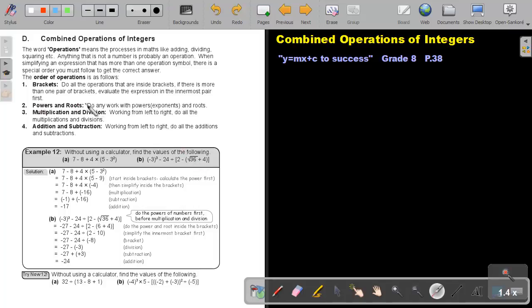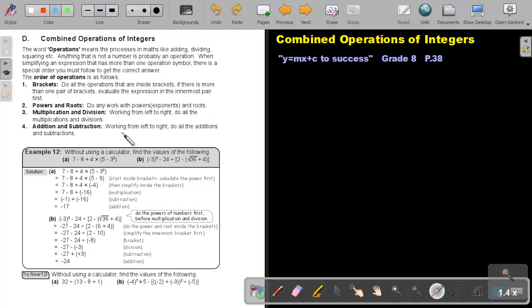Powers and roots. Do any work with powers, exponents and roots. Square roots, cube roots, all of them. Then do multiplication and division. Working from left to right, do all the multiplications and divisions. So if multiplication and then division, you follow in that order. But if it's first division and then multiplication, then you do first division and then multiplication.